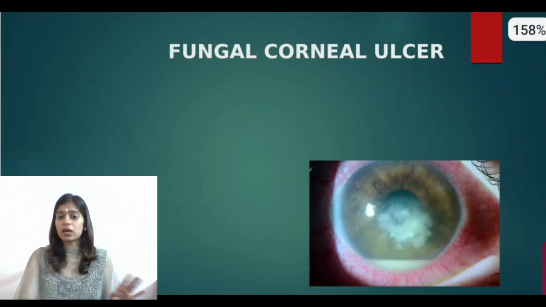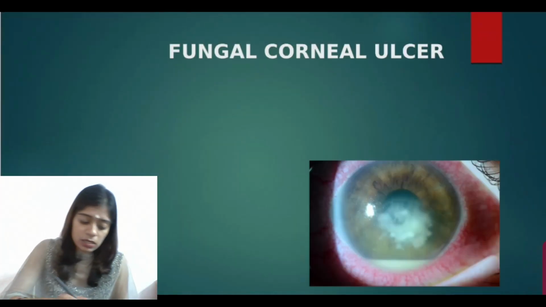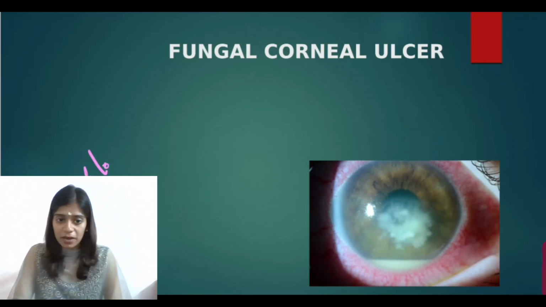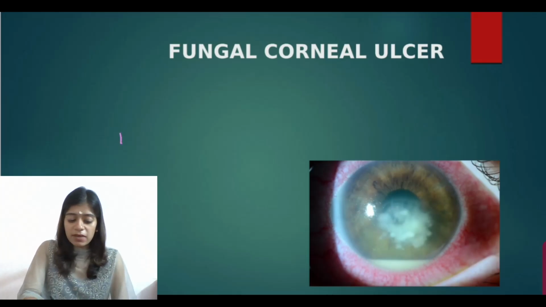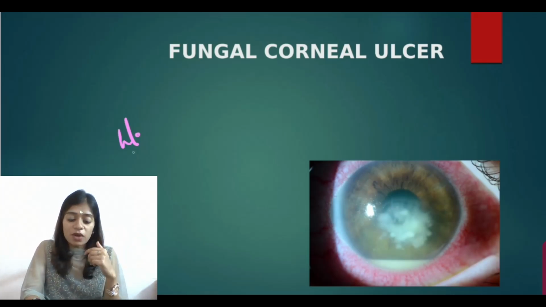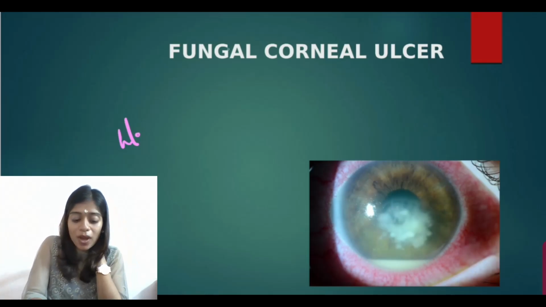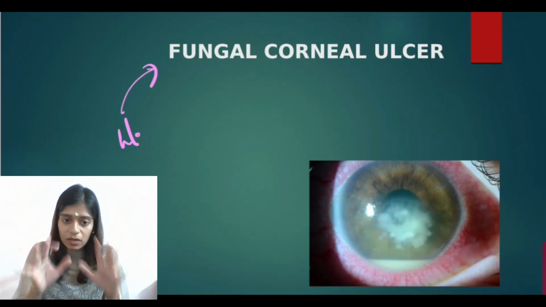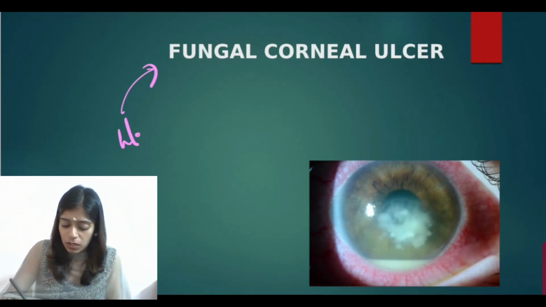Next, moving on to fungal corneal ulcer. Fungal corneal ulcer patients usually give a history of trauma with vegetative matter. They'll say a farmer has come to you, during harvest season while he was cutting the crops, he got trauma from vegetative matter. That points towards fungal corneal ulcer. Always look at the history.